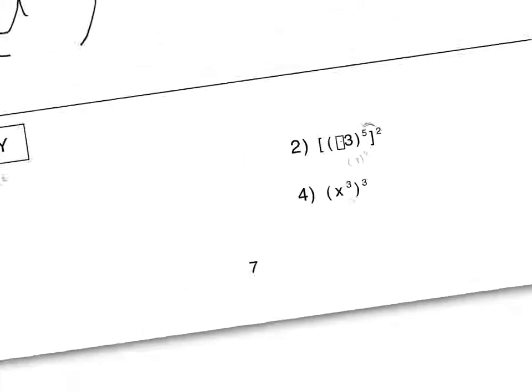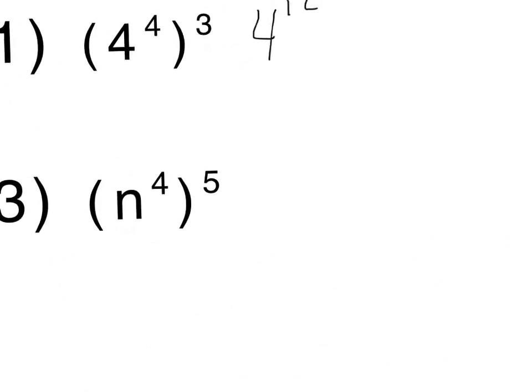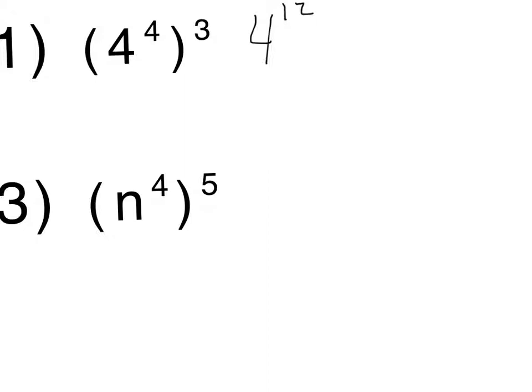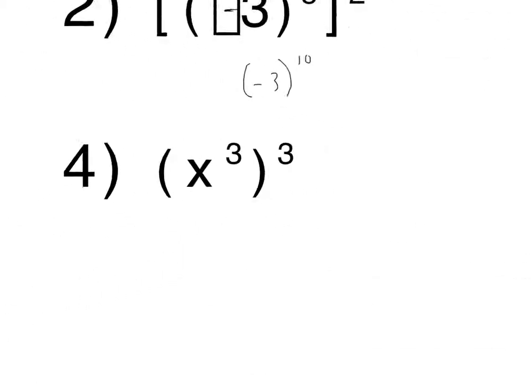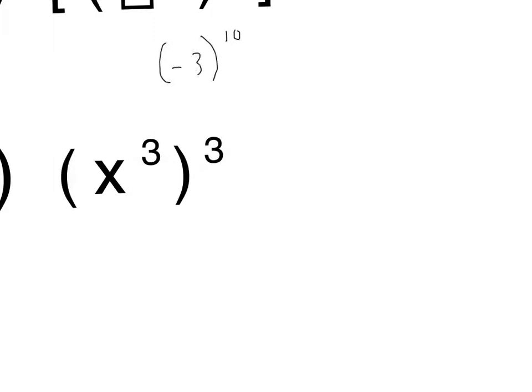Let's try a couple more. Hey, these are really quick. 4 times 5, we know that to be 20. So our final solution would, of course, be n to the 20th after you multiply those together. Okay, one more real quick. We have x to the 3rd times 3. We know 3 times 3 is 9. So that would, of course, give us x to the 9th.